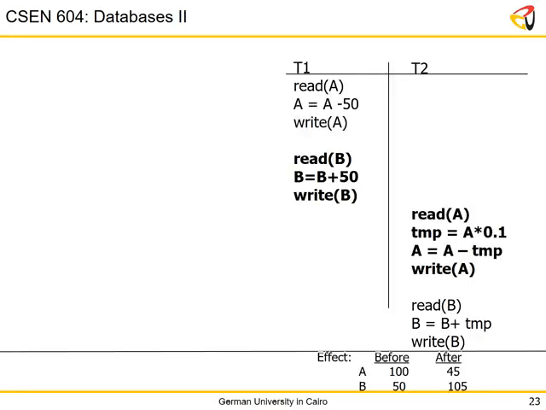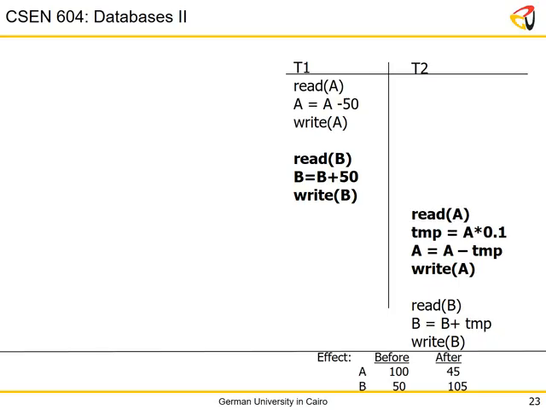So here I have another example of two transactions, somewhat similar to what we have seen before, except there are more operations here. So transaction T1, I'm reading A, subtracting 50 from A, and writing A back. And then I'm reading B, adding 50 to B, and writing B back. So basically I took 50 from A and added it to B.